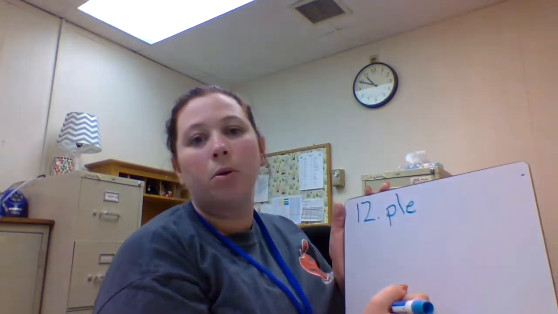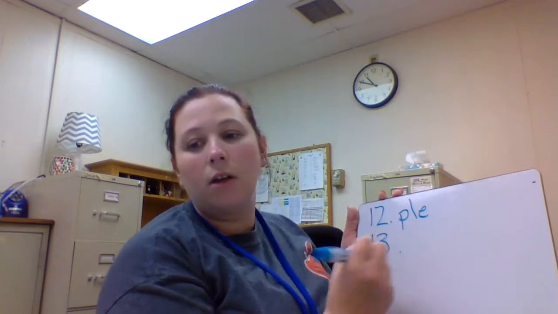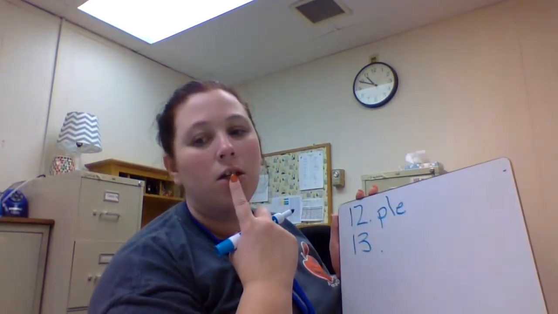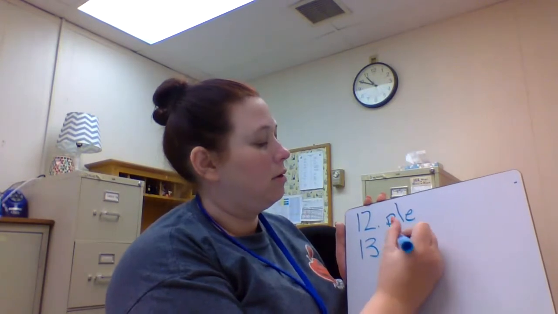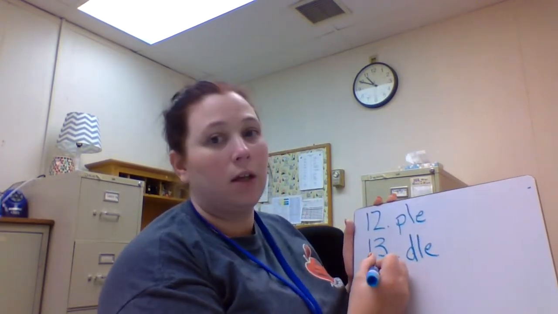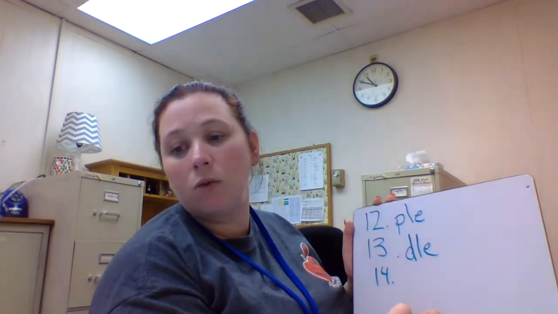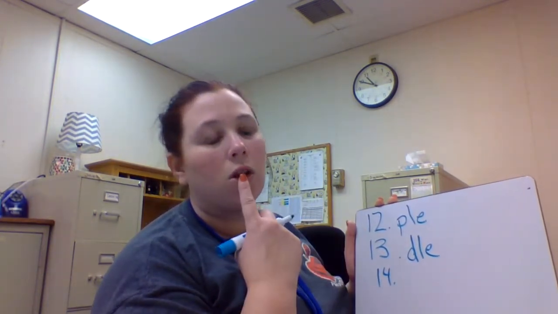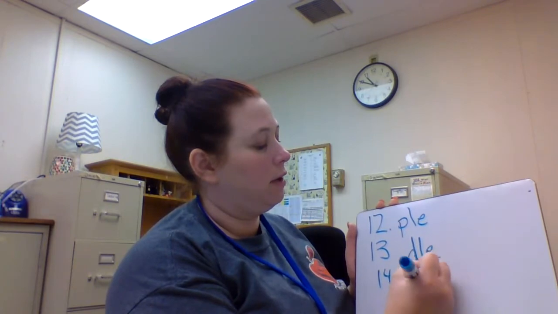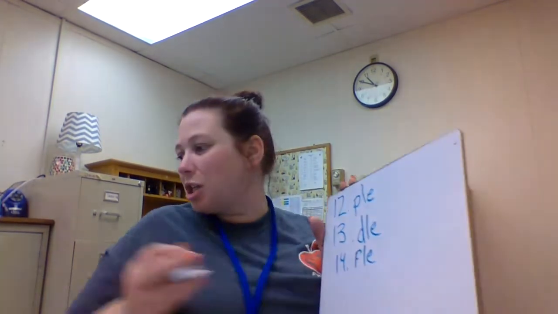Yeah, number 12 on your paper, we are going to write the pull sound. So if I say pull, we're going to put P-L-E for pull sound. Then number 13, we're going to do dull sound, D-L-E. And number 14 is going to be full, the full sound, F-L-E. All right, good job.